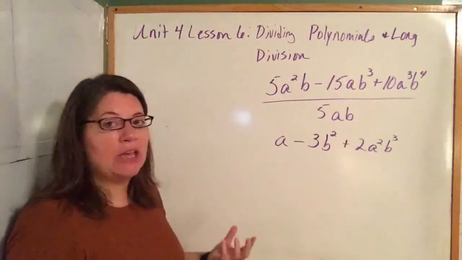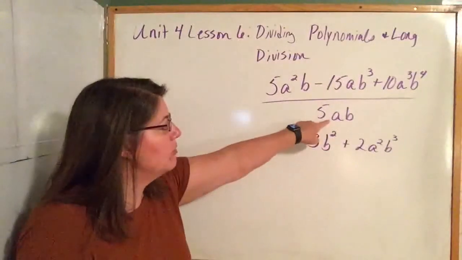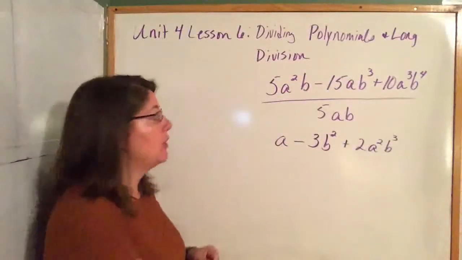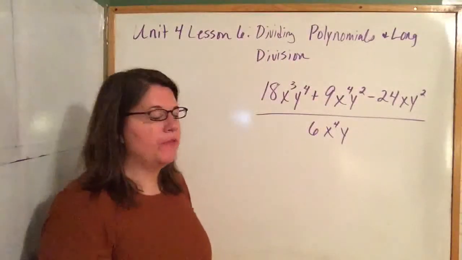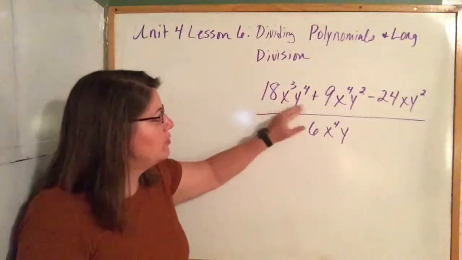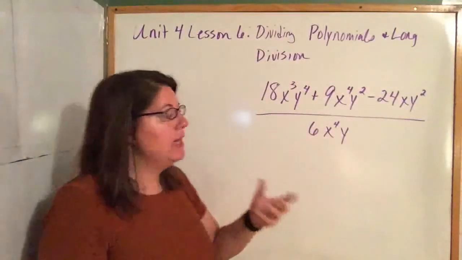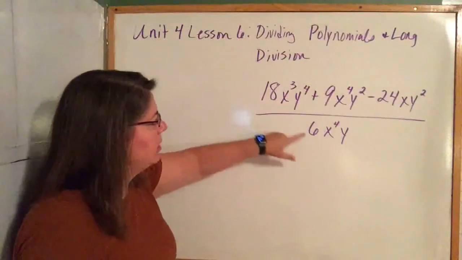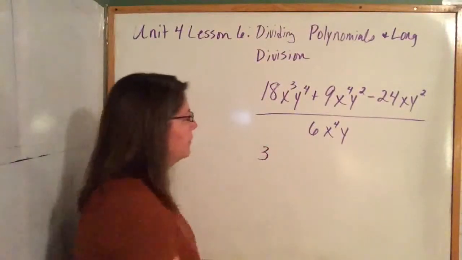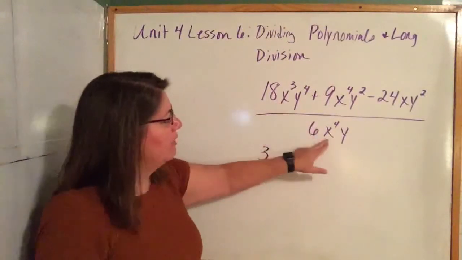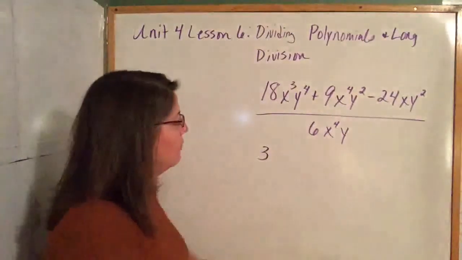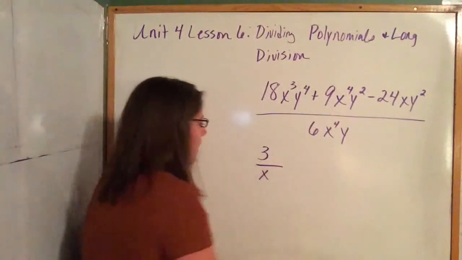You may have occasions where some of the exponents are higher on the bottom than they are on the top, so I want to show you how to deal with one of those. So here's another example. It's very similar to the last one. We're going to take what's underneath and divide it into each of these terms separately. 18 over 6 would be a positive 3 on top. X cubed over x to the fourth. Well, this time the x is bigger on the bottom. So we're going to have 1 left over, and it's going to be on the bottom.